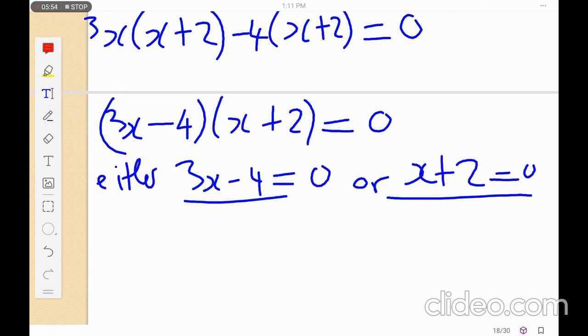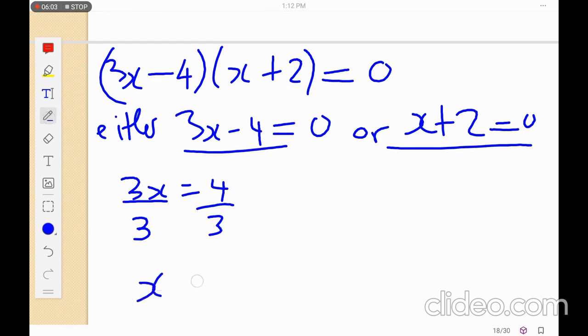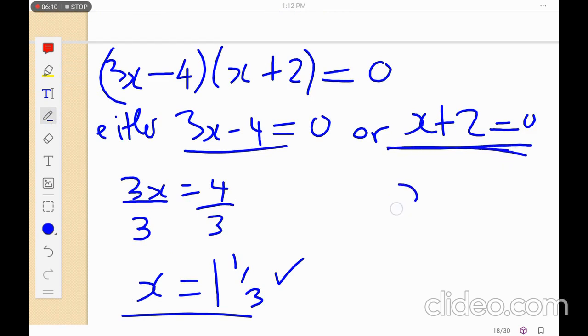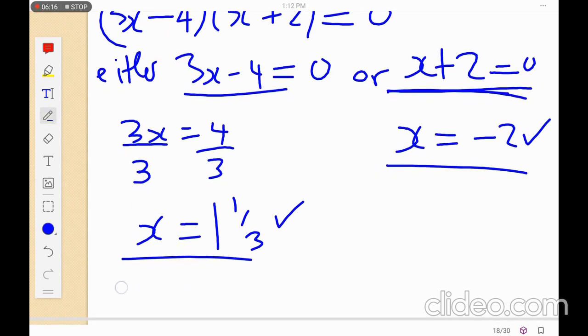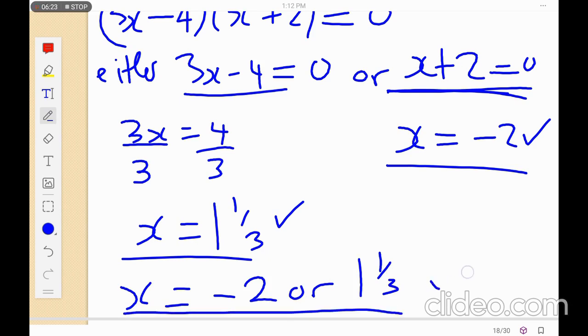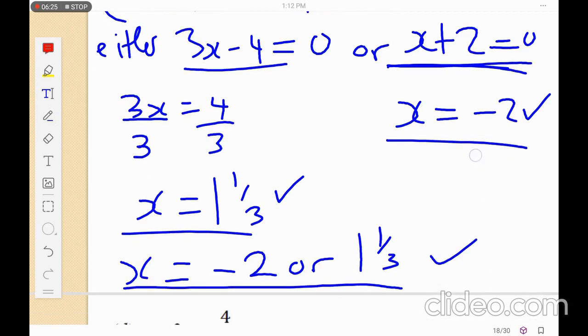Solving the first one, we'll get 3x is equal to 4, and our x becomes 1 and 1 over 3, like that. Then for the other one, this one, our x is equal to minus 2. So our answer there is minus 2. So our x values are x is equal to minus 2 or 1 and 1 over 3. Okay, that's how we do this one. Let's do the last one.